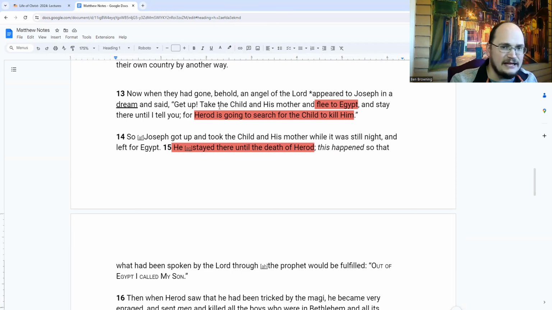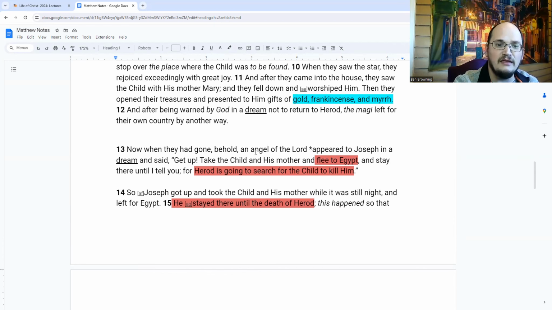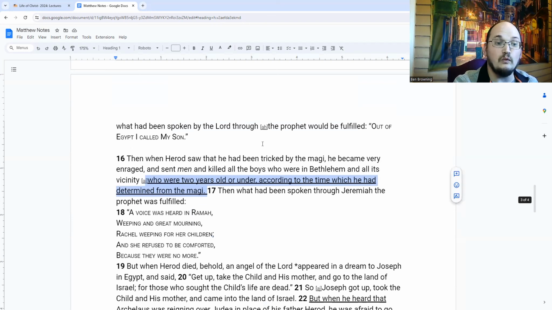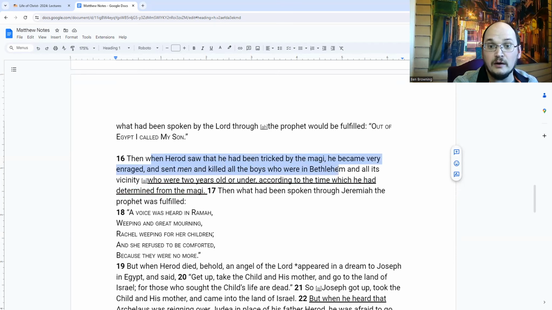So where are we getting this from? How do we see the comparison between Moses and Jesus? Well, first of all, I want you to notice what's happening here. Notice you have a wicked king, okay? A wicked king. And what does that wicked king do? He wants to kill all the young boys. Does that sound like Pharaoh to you? Yes, that's a lot like Pharaoh.